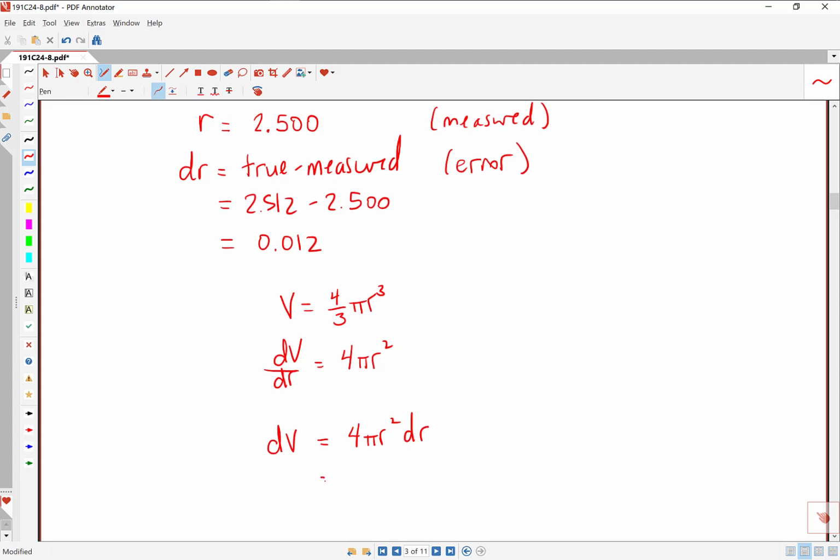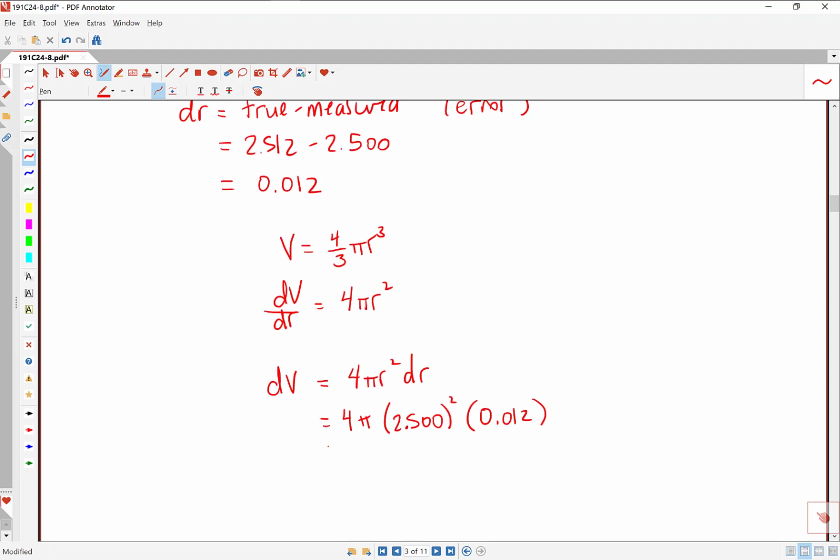So we're ready to plug everything in here. We're using the measured value for r, so 2.500 squared. And then dr just represents the error in the radius, which we calculated as true minus measured, so 0.012. We can plug that into our calculator, and it comes out to about 0.9425 centimeters cubed. We know it's centimeters cubed because it's a volume measurement. We're talking about how much the volume is off by. So that's an example of how we actually use differentials in error analysis.